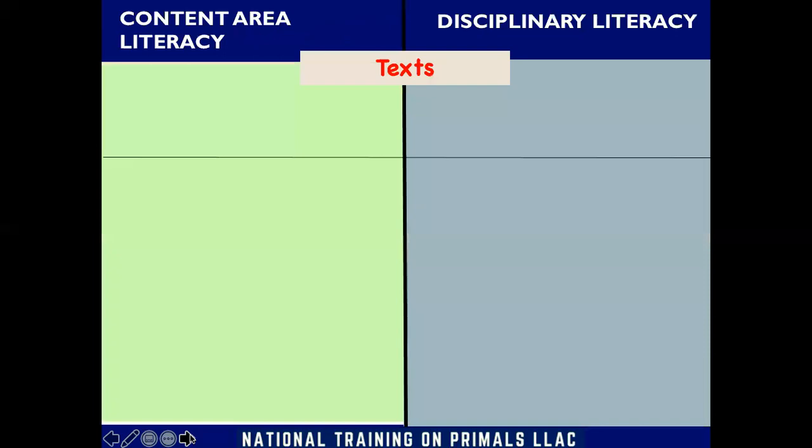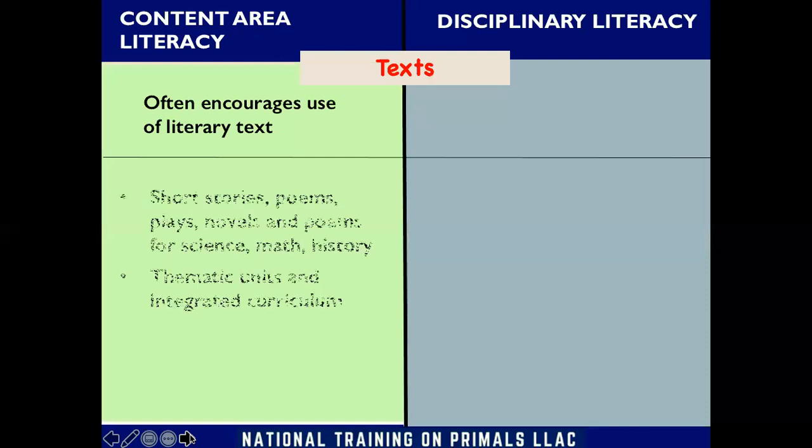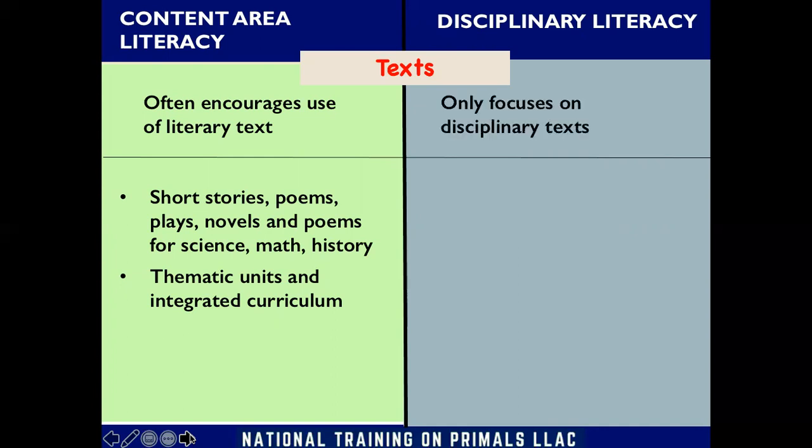In CAL, we often encourage the use of literary text to enhance the study of content in history, science, and math. Supplementary materials in the form of short stories, poetry, novels, and plays can deepen content learning and make it more engaging. The use of thematic units and the integrated curriculum are strategies for this purpose.